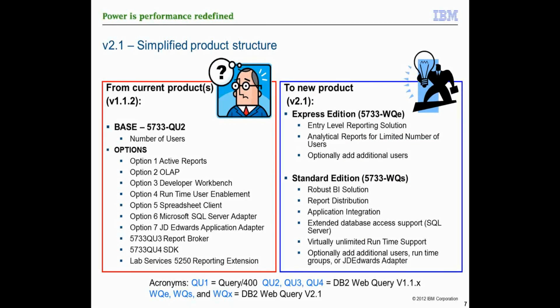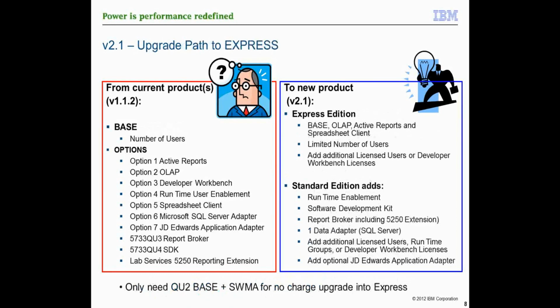Now, a question that often comes up is, what is the upgrade path to either Express or Standard Edition? So if I have version 1, release 1, V1R1M1 or V1R1M2, how do I upgrade into the new product? The way we did that is, if you had the base product in V1R1MX, then we upgrade you into the Express Edition.